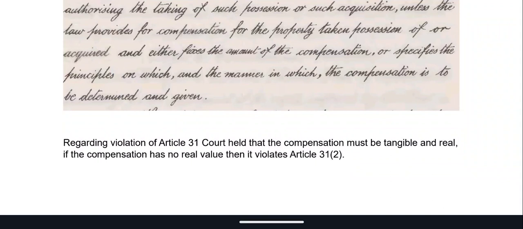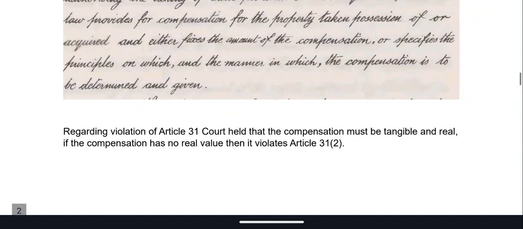Even in this case, the Supreme Court had held that compensation should be real. Compensation should not be illusionary. The Supreme Court also said that we will review the compensation provided. The compensation provided should satisfy us that it is reasonable compensation. So in this case, as the Bihar Land Reform Act is not providing proper compensation to the zamindars or landlords, it is violating article 31, and also treating equals unequally, it is violating article 14.